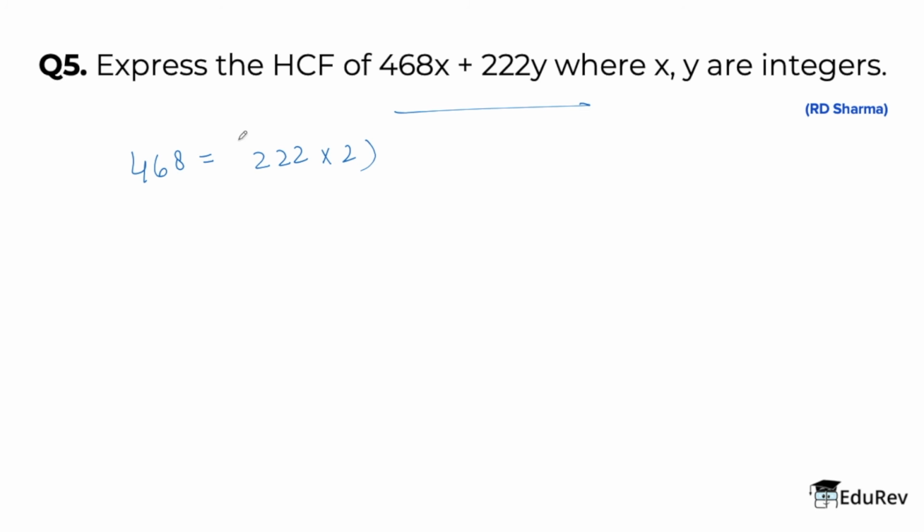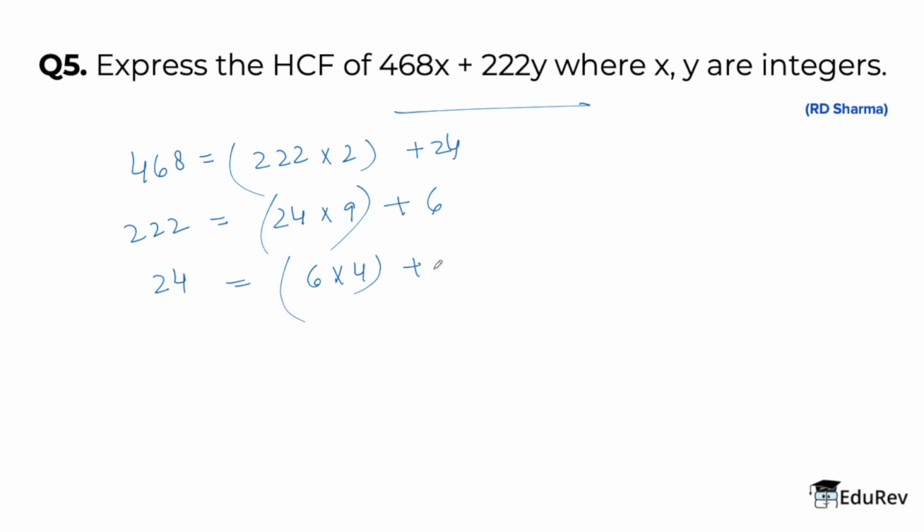222 into 2 plus 4, correct? Similarly, 222 can be written as what? 24 into 9. Sorry, here it's going to be 24, because if I multiply 222 by 2, it's going to be 444. So I have to add what? 24 to it to get 468. So now for 222, I have to multiply 24 with 9 and add 6 to it to get 222. Similarly, for 24, I have to write 6 into 4 plus 0.